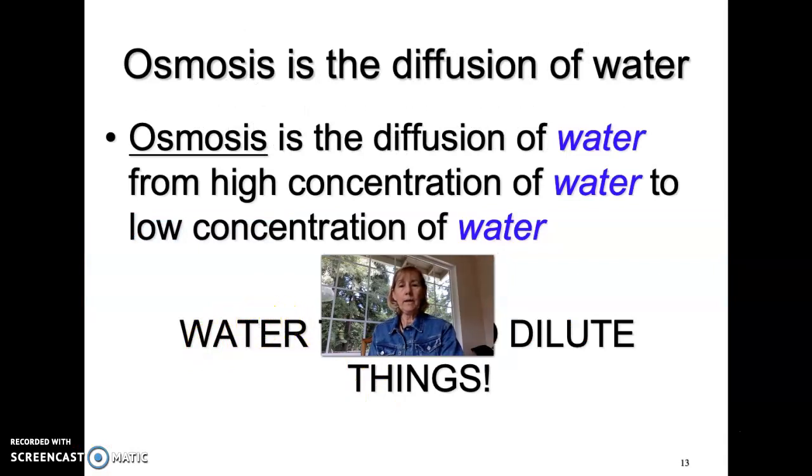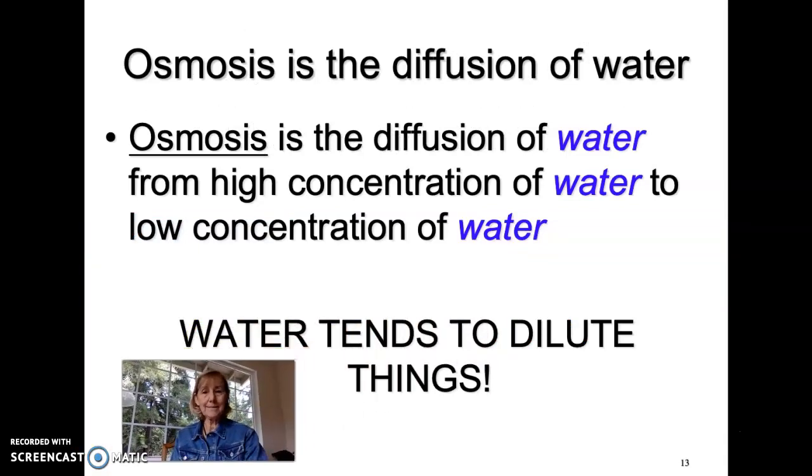So when we talk about osmosis, it's exactly the same thing, but relating to water. So osmosis is the diffusion of water. And in more detail, osmosis is the diffusion of water from where it's highly concentrated, where there's a lot of water, to where there is less water, lower concentration of water. And it will always do that.